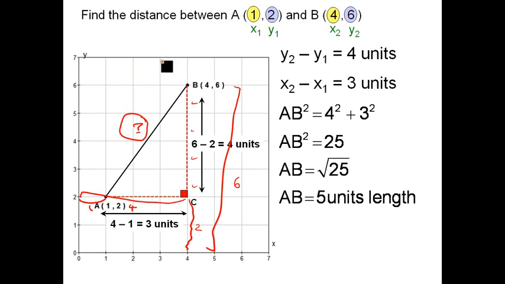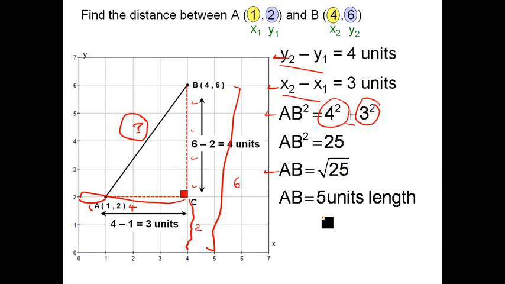Now let's count how many steps. The first step, we find y2 minus y1. The second step is x2 minus x1. The third step, we're going to square y2 minus y1, adding to the square of x2 minus x1. Then the last step is to take the square root of the answer. Now we can find the distance.